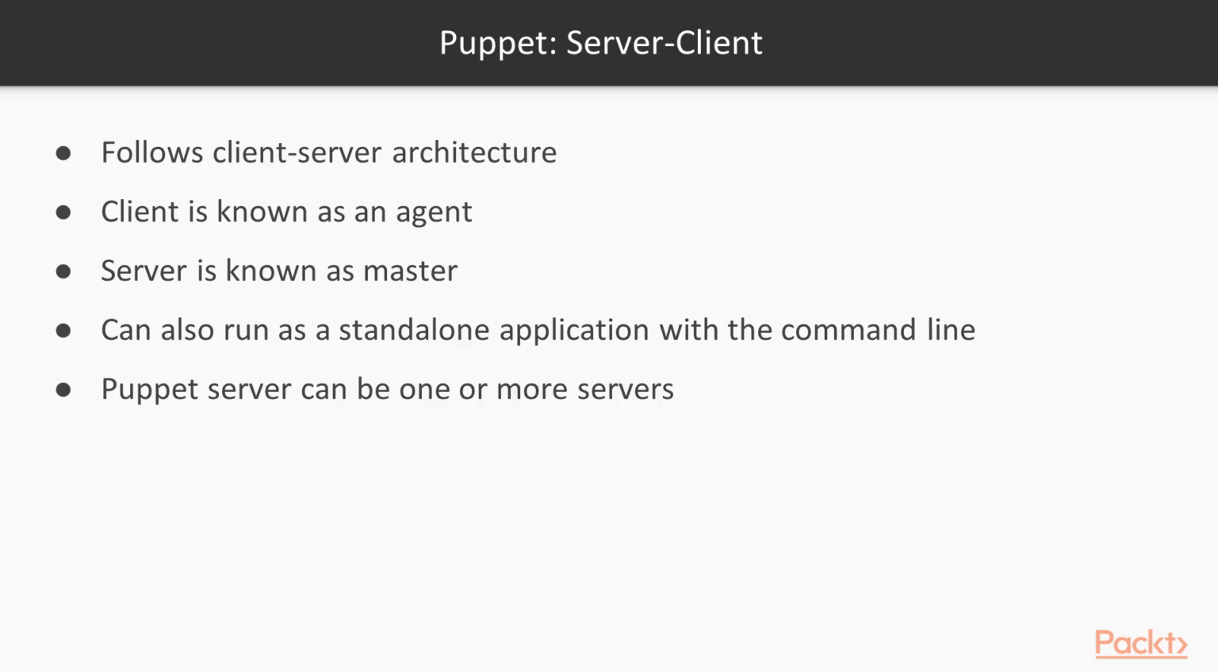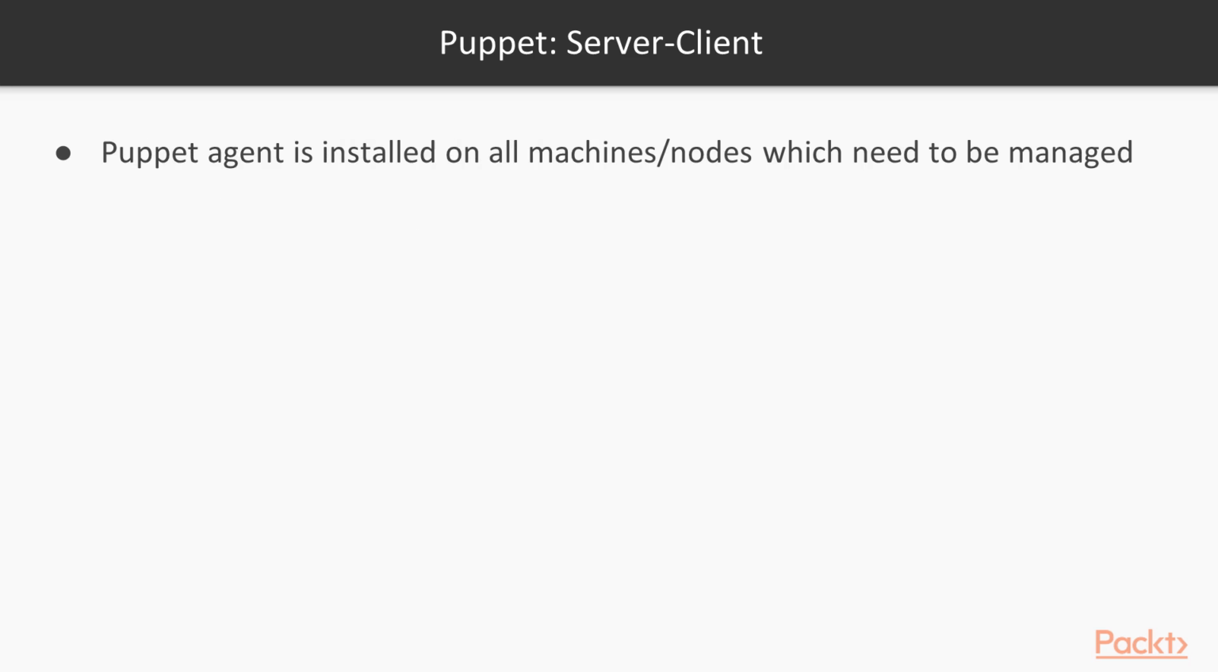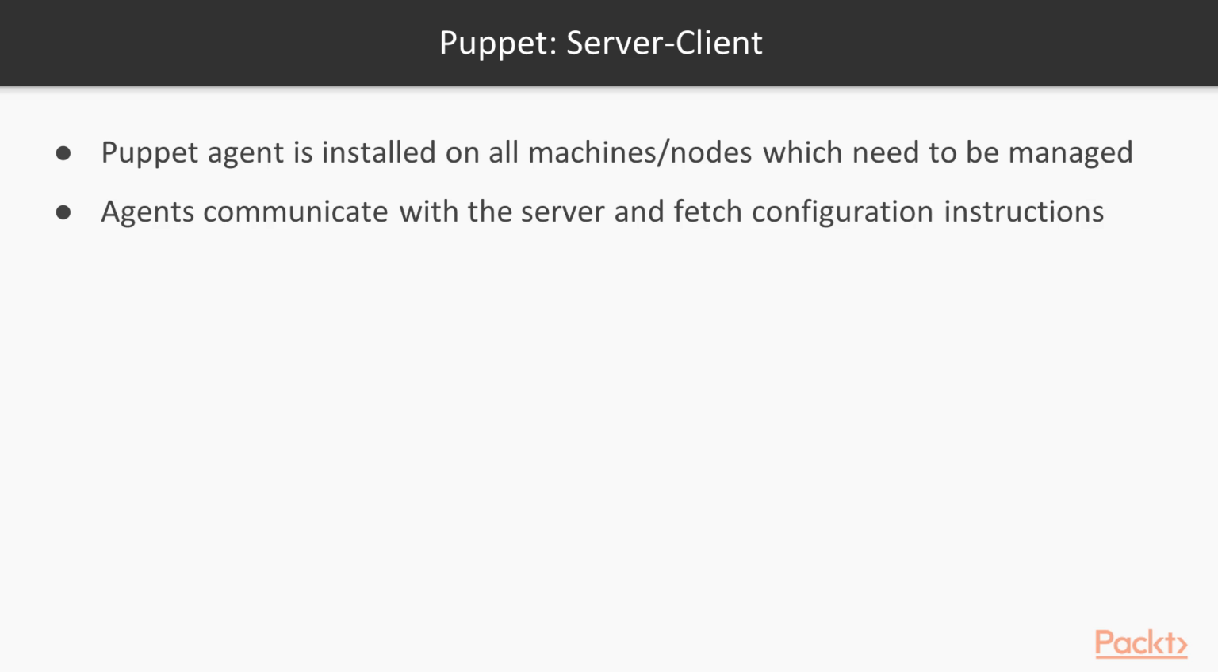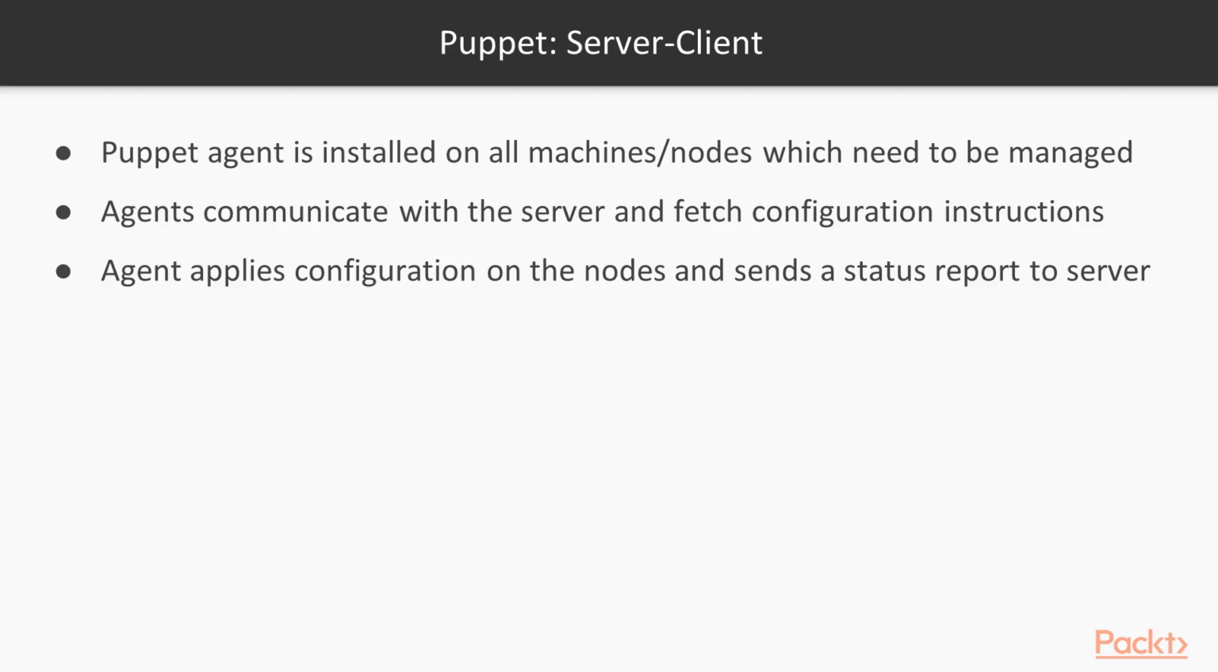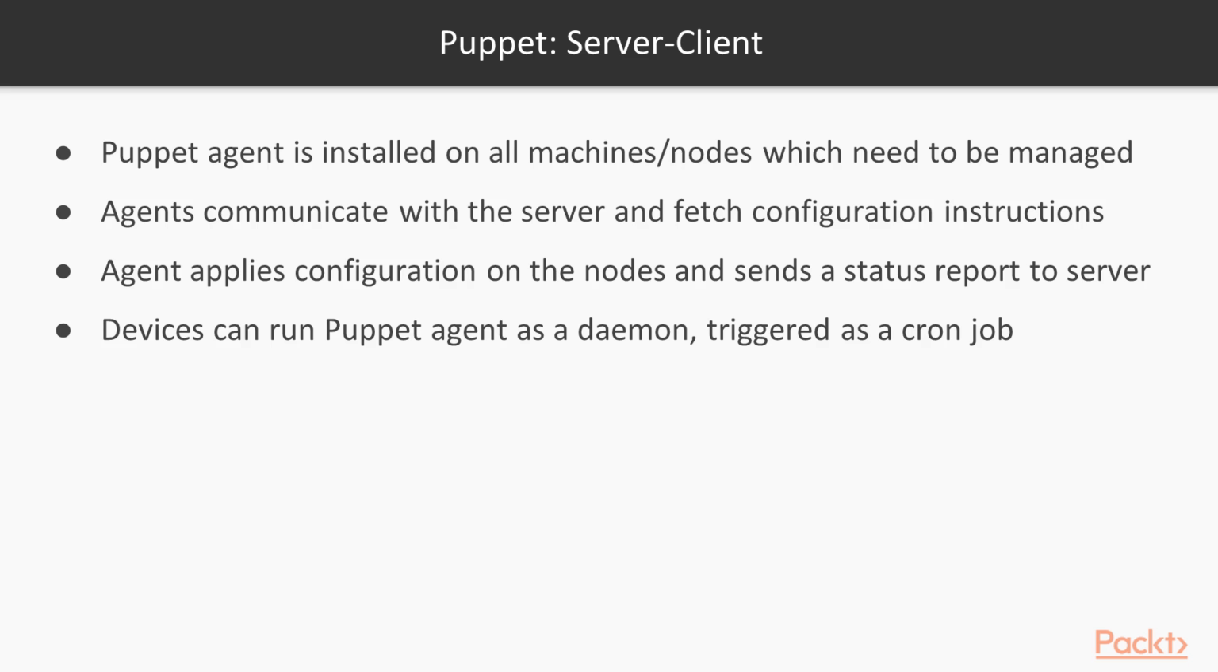Puppet servers can be one or more. Puppet client is installed on all the machine's nodes which need to be managed. Agents communicate with the server and fetch configuration instructions. Agent applies the configuration on the node and sends a status report to the server. Devices can also run Puppet agent as a daemon and triggered as a cron job.